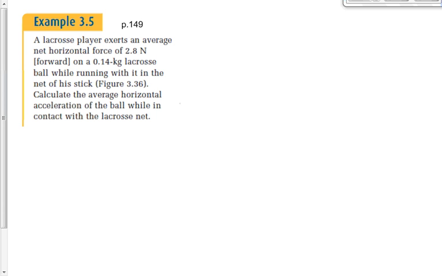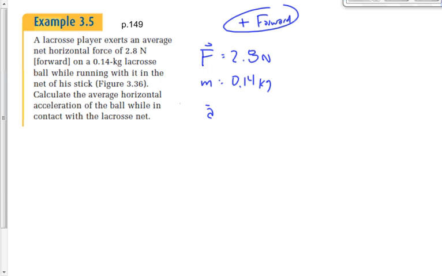Let's write down our givens here. Our net force is 2.8 newtons forward, so we'll just make it positive. The mass is 0.14 kilograms. We're looking for the acceleration. Is this a Group A problem or a Group B problem?